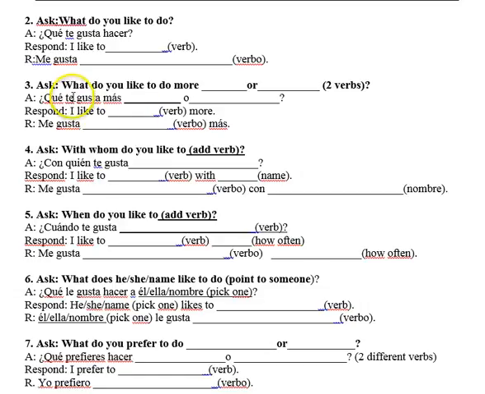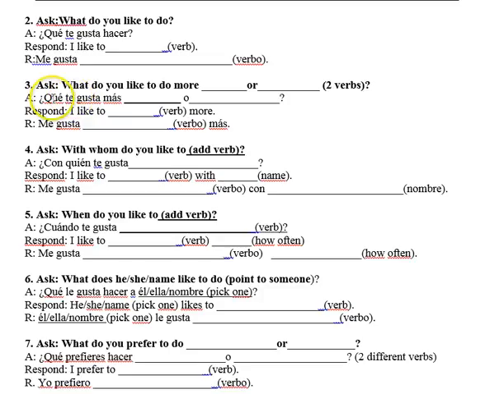So in order to say what do you like to do more, you're going to say ¿Qué te gusta más? You're going to give me a verb, and you're going to say o, and then you're going to give me another verb. So for example, I'm going to ask, what do you like to do more? To travel or to clean your house? So I would say, ¿Qué te gusta más? Viajar o limpiar la casa?